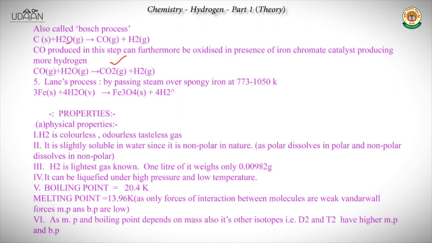The fifth one is Lane's process. In Lane's process, we pass steam over spongy iron and H2 is produced. Spongy iron is only a form of iron and it is a commercial name; we don't have to take anything special from spongy iron. It is simply iron, and we get Fe3O4 and H2.